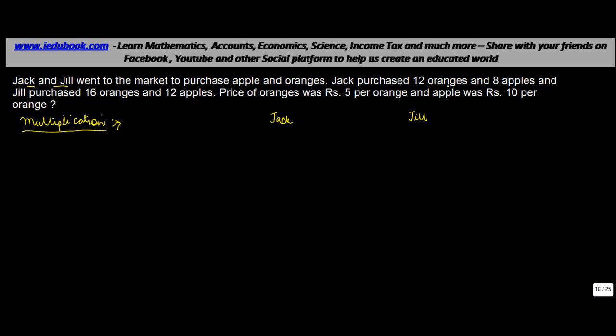Jack purchased 12 oranges and 8 apples. And Jill purchased 16 oranges and 12 apples. Now, the price of apple and orange was 5 per orange and 10 per apple. So orange costs 5 and apple costs 10.